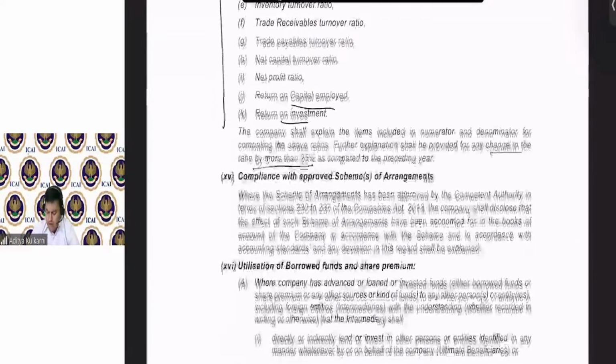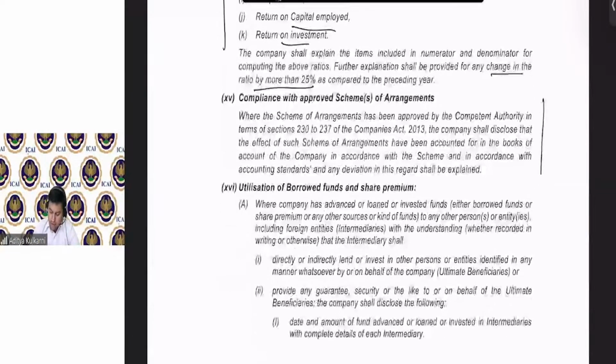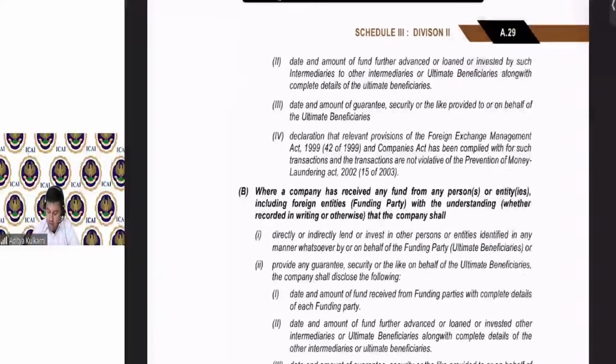Compliance with approved schemes of arrangements like amalgamations or demergers, whatever is there, you will have to explain the compliance. Utilization of borrowed funds and share premium: you will have to mention for what purposes you have taken the funds, and whether you have used them for that purpose or not. Where you have received any fund from any person or entities, including foreign entities, funding party, with the understanding that the company shall lend it on, you are basically a pass-through entity. X has given money to you to lend it to Y. So if you are a pass-through entity, you will have to give details of that loan, advances, and funding.